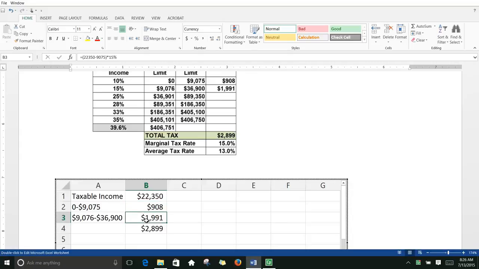Then we have to calculate from her $22,350 minus the $9,750. That's her remaining adjusted gross, or her remaining income that's taxable, multiplied by 15%. So the more you make, the higher the tax bracket goes. And so she owes $19.91 for that. And if you add the two together, she owes $2,899 in taxes.